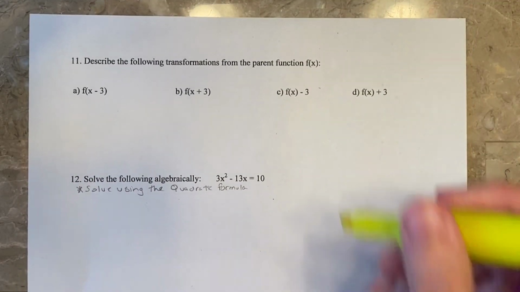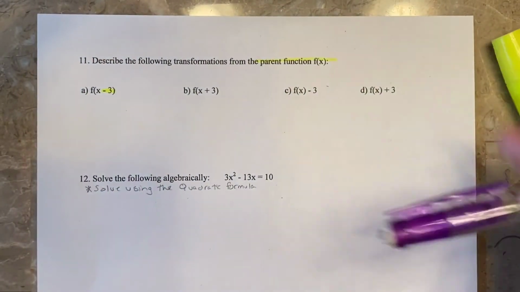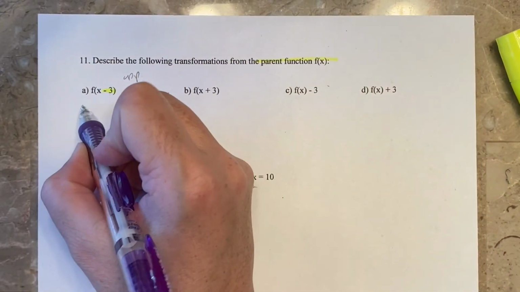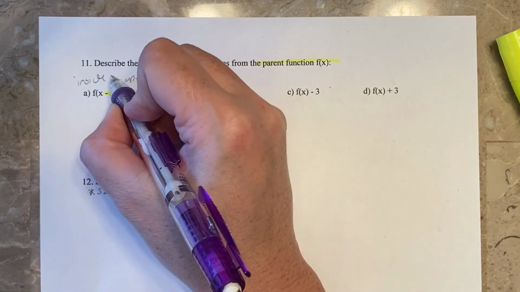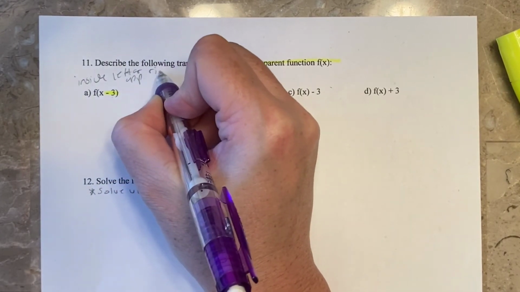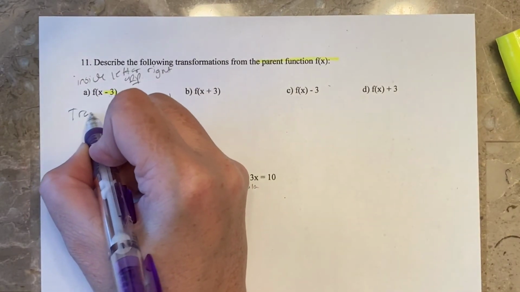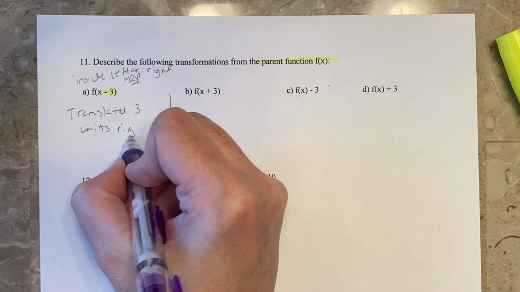Describe the following transformation from the parent function. Ooh, okay, this is a little bit different. So we have a negative on the inside. Remember, inside is always the opposite. So inside is going to be left or right, and it's always the opposite. So if you see negative, that means right. So translated, 3 units right.